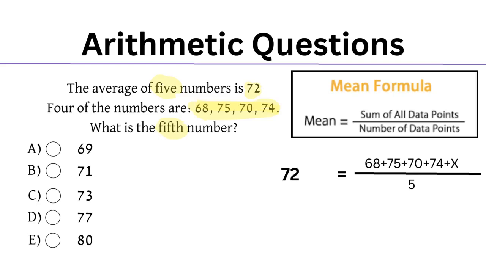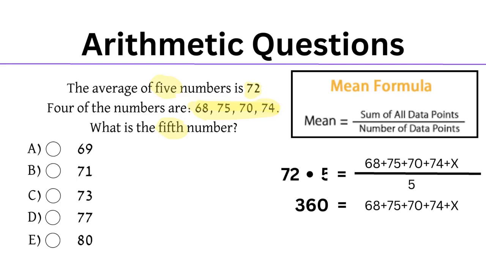As with any equation, we want to reorganize the equation so x is on a side by itself. So we'll start by moving the 5 to the left, giving us 72 multiplied by 5. As it's division on the right, it becomes multiplication on the left, and this equals 360. So we know all 5 numbers will equal 360, but we're only looking for our missing 5th number, so let's remove the 4 numbers we know.